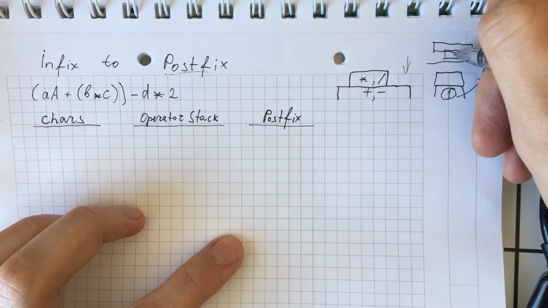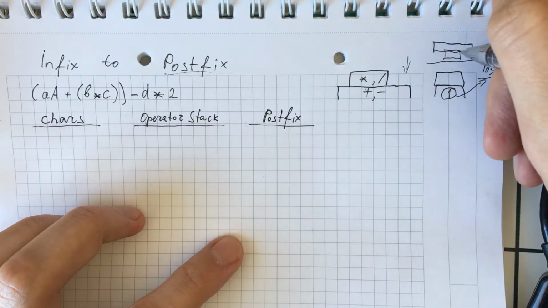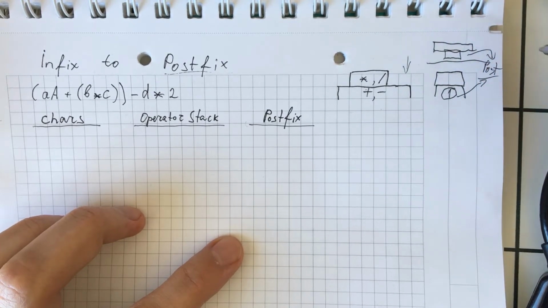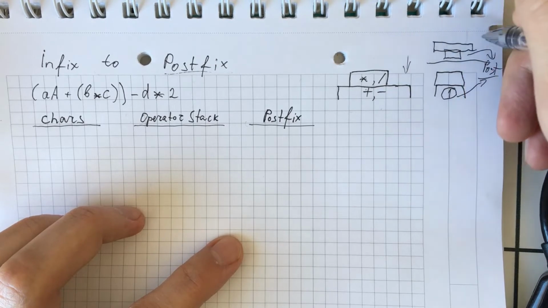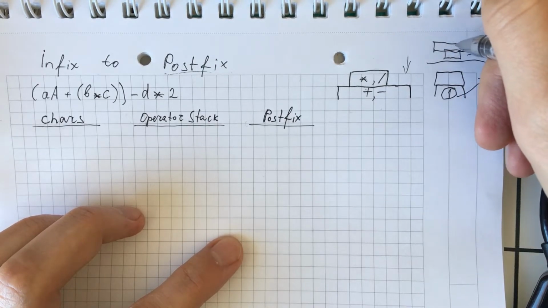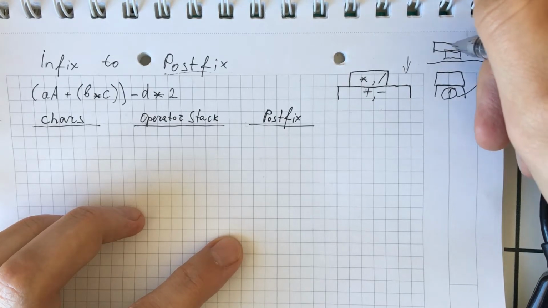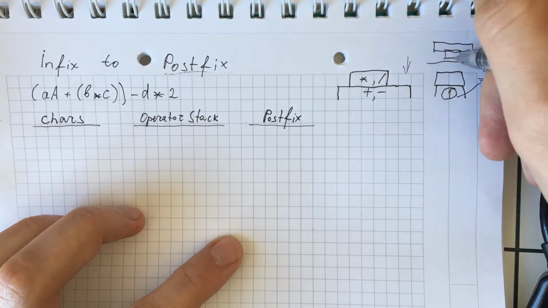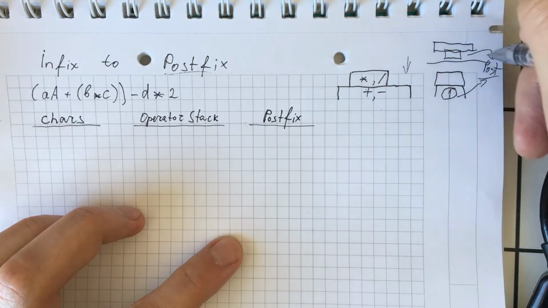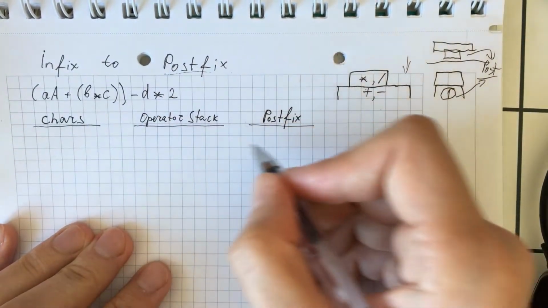So if there was a plus here and we encounter multiplication, then it goes into there. Oh no, if there was a multiplication and the next operator is minus or plus, then we take the first item and put it into postfix. So I'm going to try and do this with this example here.